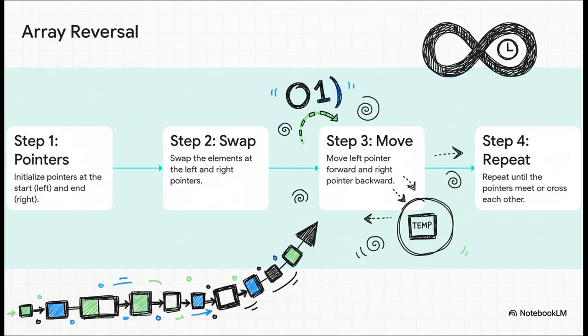And think about it. The only extra memory this whole process needs is a single temporary variable to hold a value during the swap. That's it. That's O of 1 space in action. The memory footprint is tiny and it's fixed, whether your array has 5 elements or 5 million.